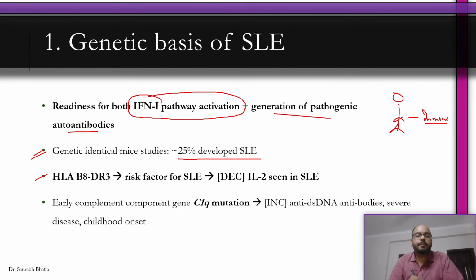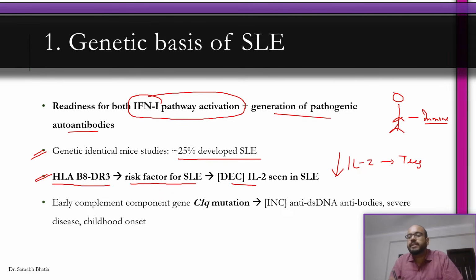One HLA that has been implicated in SLE is HLA-B8 DR3, which has been found as an individual risk factor for SLE. In fact, individuals with HLA-B8 DR3 positivity have been shown to have lower values of interleukin-2. And interleukin-2 is a very important cytokine for T regulatory function. When interleukin-2 is decreased, the T regulatory function doesn't happen properly. The function of T regulatory cells is to regulate any immune reaction, whether it is because of any infection or any immunity.